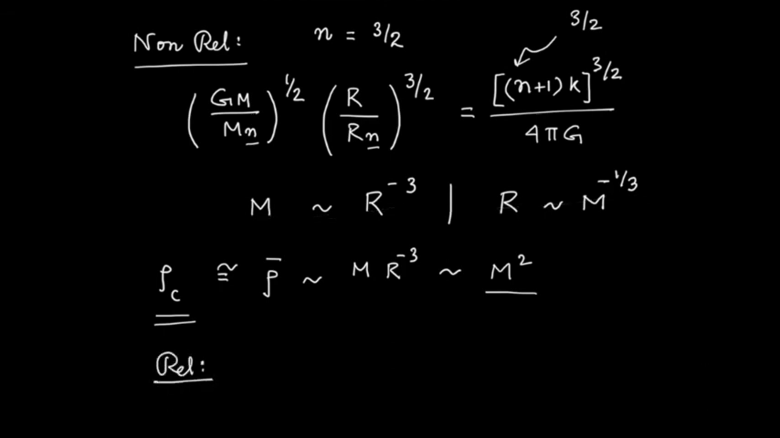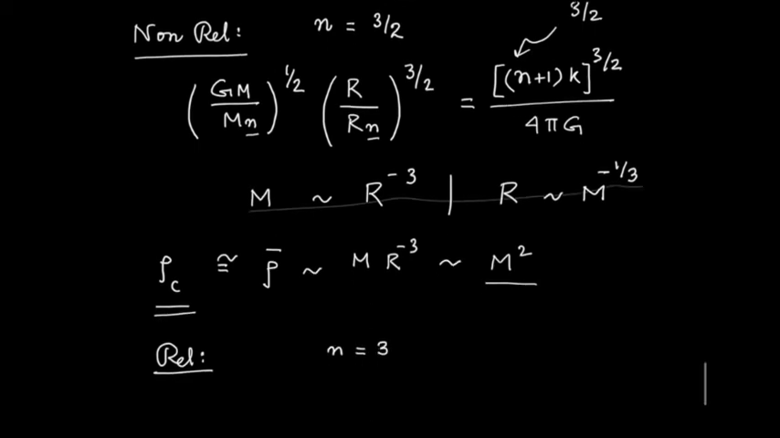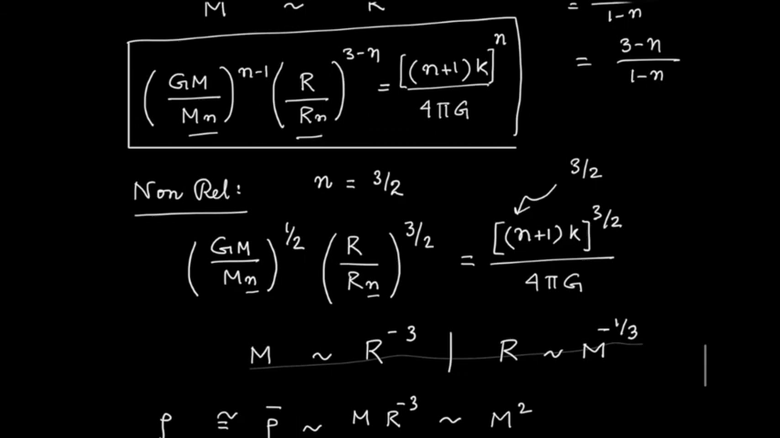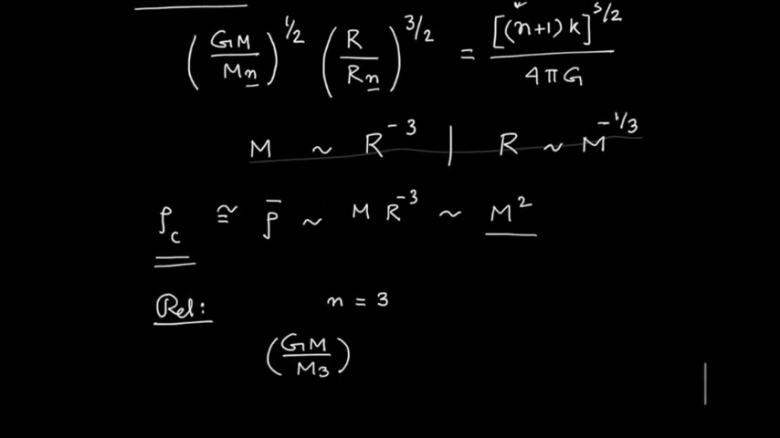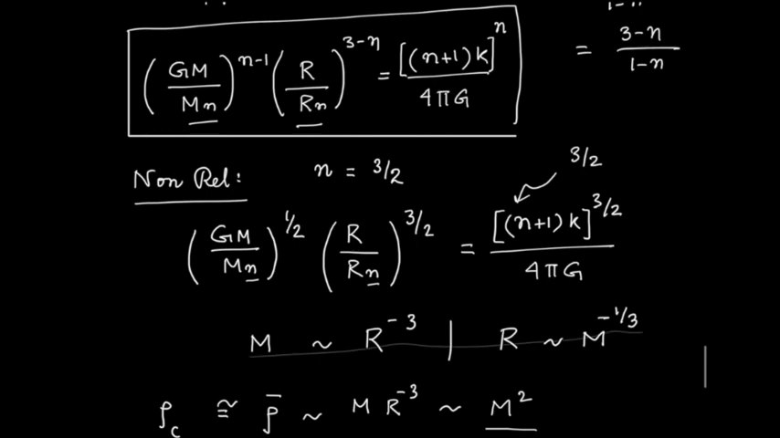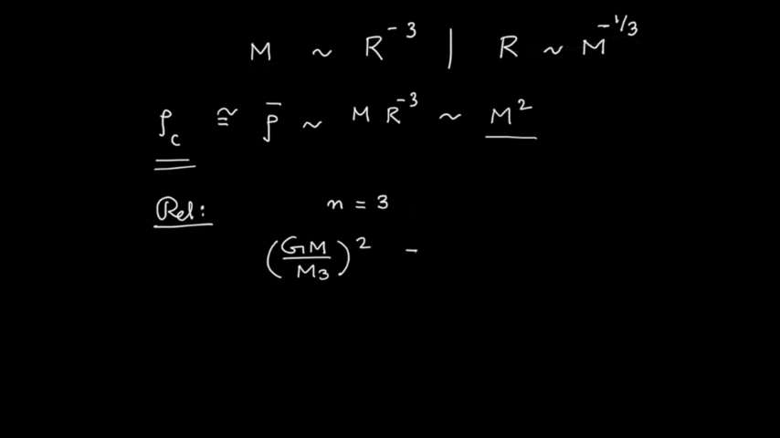Let's see what happens for the relativistic case. Relativistic case, n equals 3. So let's put n equals 3 everywhere here. So I get GM by M3 to the power 3 minus 1, which is 2. So GM by M3 square. R by Rn is to the power 3 minus n. Now n equals 3, so R by Rn to the power 0 will not come. What I am left with is 3 plus 1, 4 here. So 4K whole cube by 4 pi G.